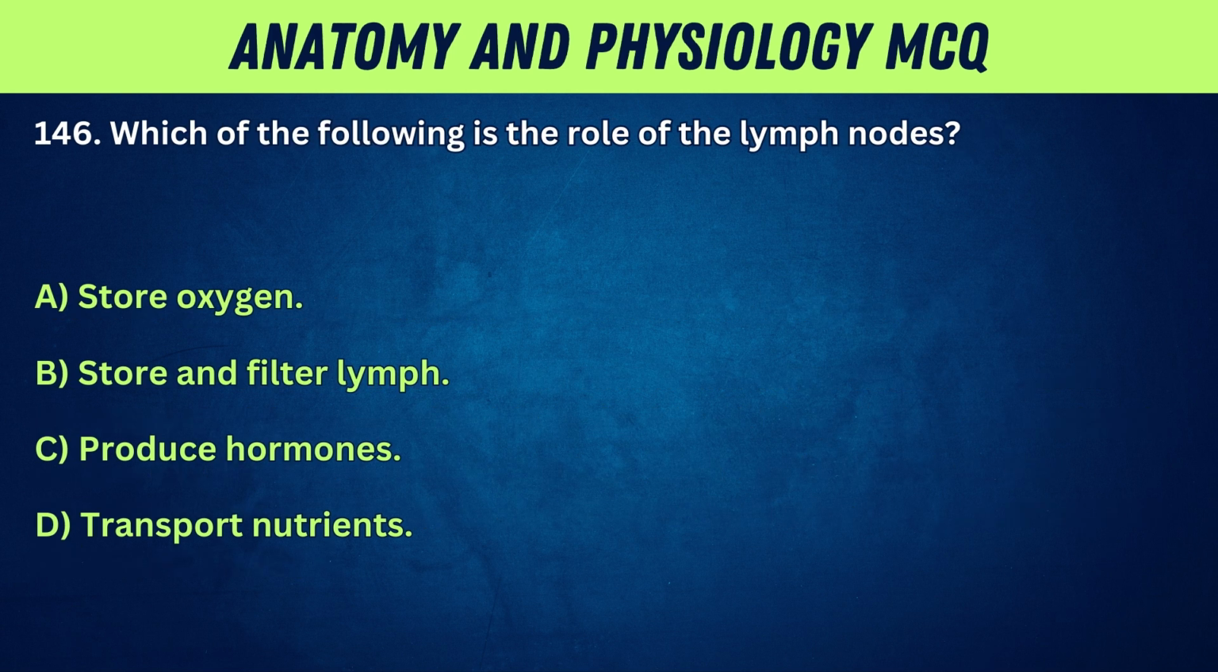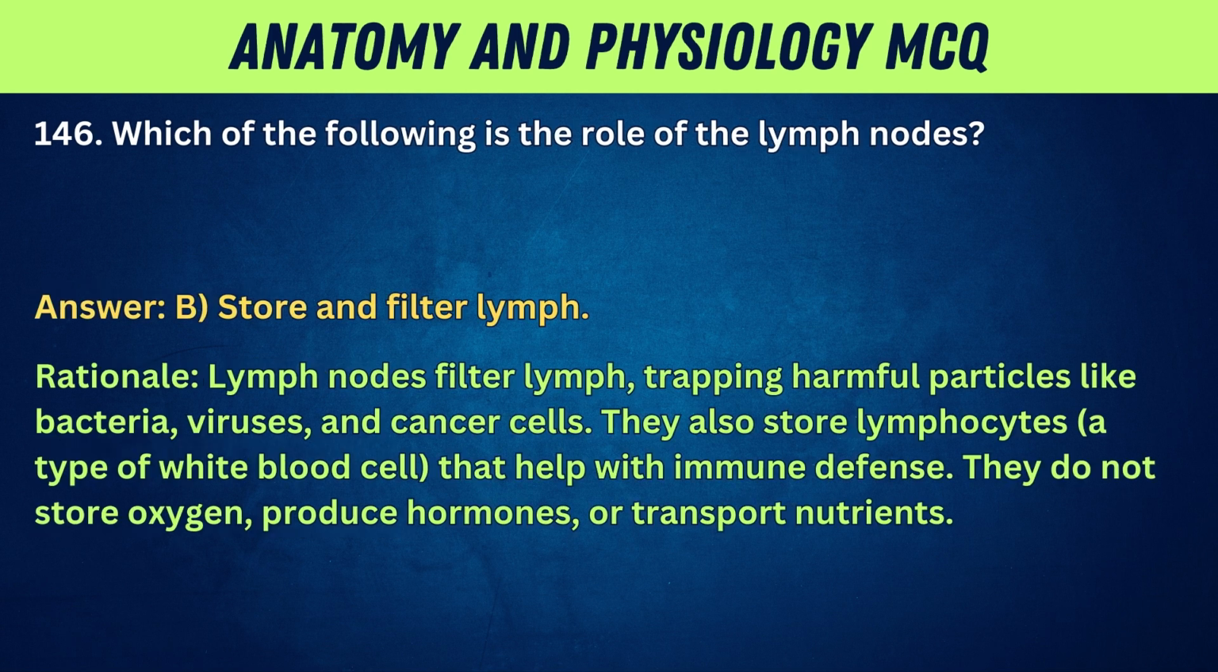146. Which of the following is the role of the lymph nodes? A. Store oxygen. B. Store and filter lymph. C. Produce hormones. D. Transport nutrients. Answer: B. Store and filter lymph. Rationale: lymph nodes filter lymph, trapping harmful particles like bacteria, viruses, and cancer cells. They also store lymphocytes, a type of white blood cell, that help with immune defense. They do not store oxygen, produce hormones, or transport nutrients.